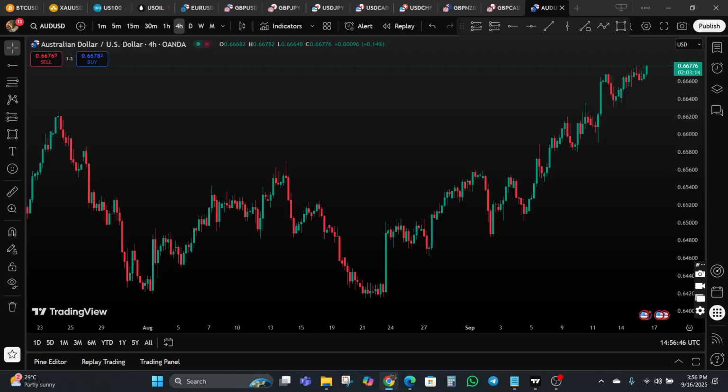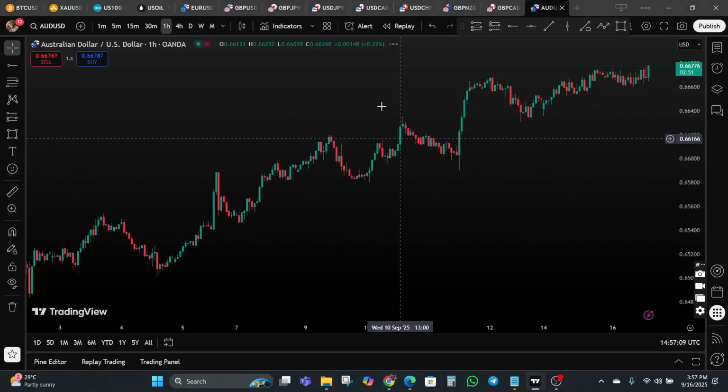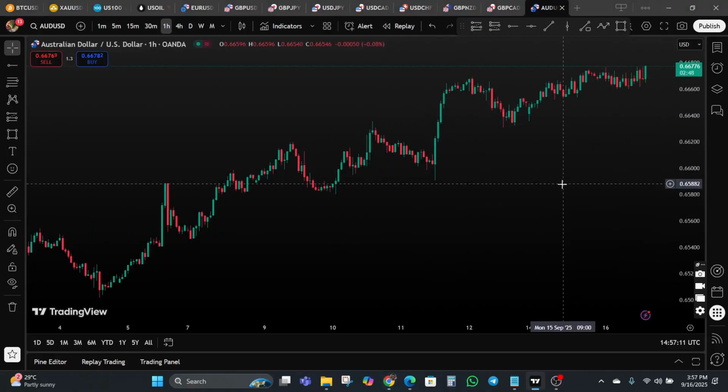All right, first of all, let us define what day trading actually is. Day trading is the practice of buying and selling financial instruments such as stocks, forex pairs, or other assets within the same trading day. Unlike long-term investing or swing trading, the goal of day trading is to open and close trades within the same day to capture intraday price movements.